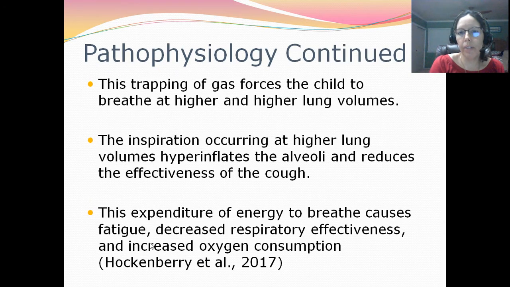So this trapping of gas forces a child to breathe at higher and higher lung volumes. This makes it more difficult for the child to breathe, while the inspiration occurring at higher lung volumes hyperinflates the alveoli and reduces the effectiveness of the cough. This decreased respiratory effectiveness eventually causes the child to become more fatigued and have increased oxygen consumption.